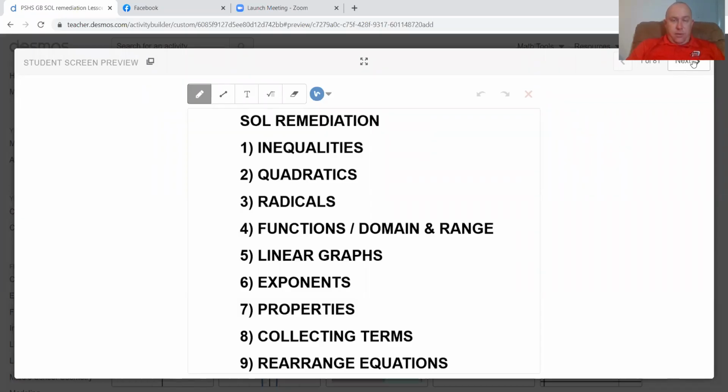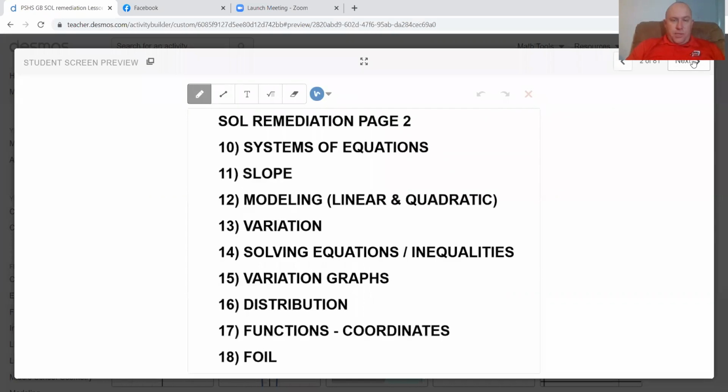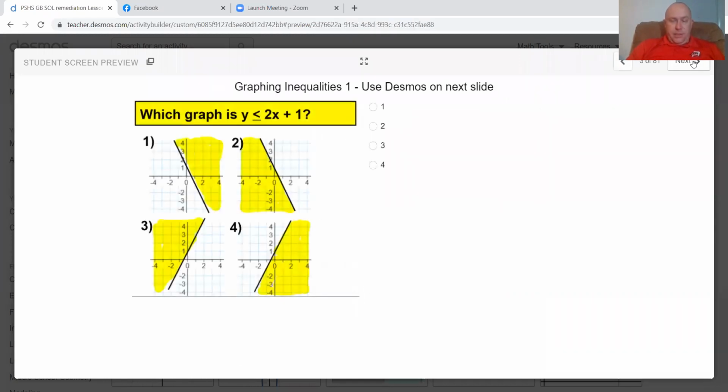Hey, this is the video tutorial to go with the first lesson of SOL Remediation. If you want to pause the video, you can look at the 18 topics we're going to cover in today's lesson. Which graph is represented by y is less than or equal to 2x plus 1?